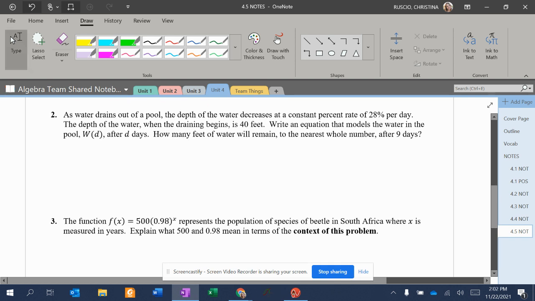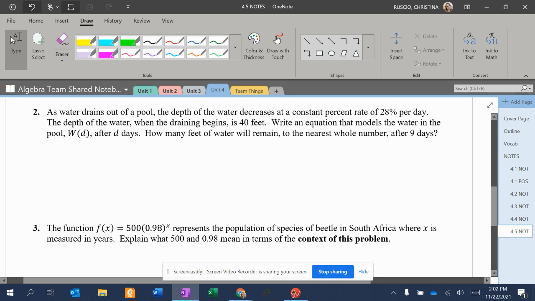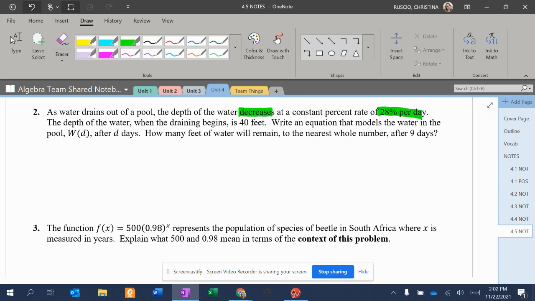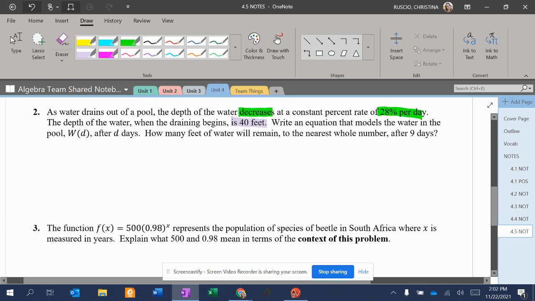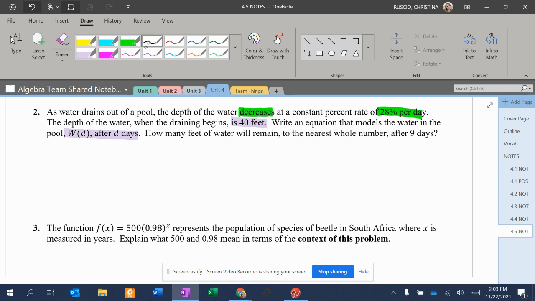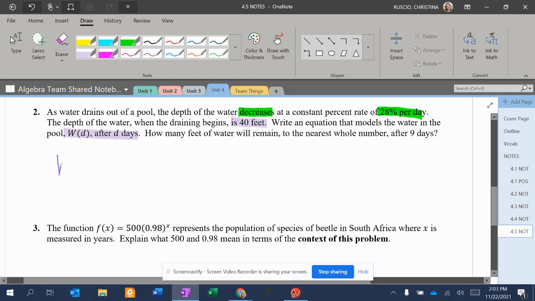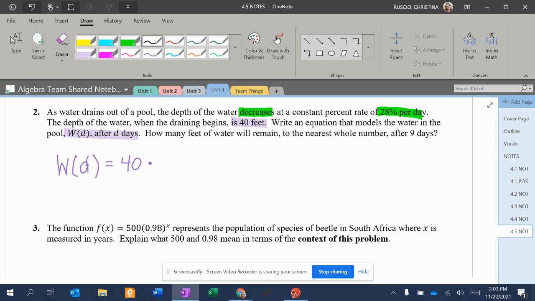Let's see this again. So we're draining water out of a pool, and the depth of the water is going to be decreasing at a constant rate of 28% per day, and the depth of the water at the beginning is 40 feet. Let's write an equation using these units that they give us. Okay? So in this case, it's W of D, the water, is equal to the initial value, there's our 40, times our multiplier, which we have to get ourselves.